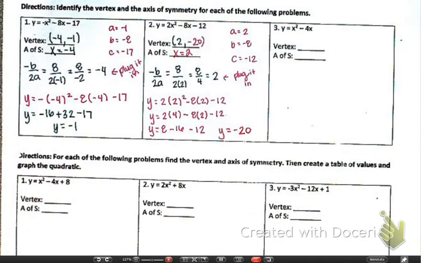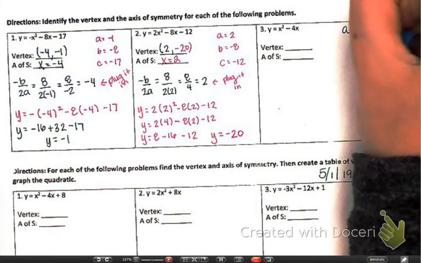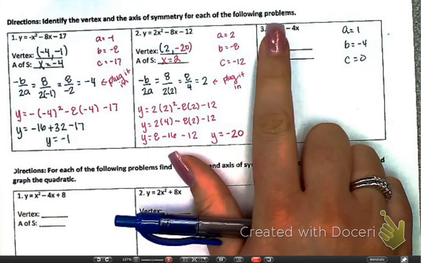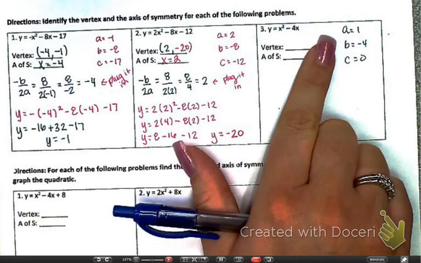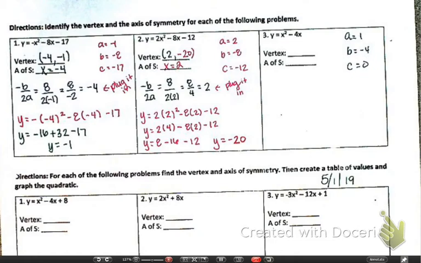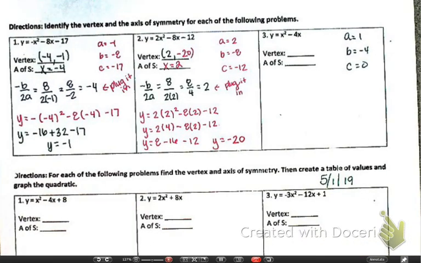Find the vertex and the axis of symmetry. You can do it. I have faith. Okay, what is A? 1. What is B? And then C is 0. So remember, AX squared plus BX plus C. I know we've done a lot this semester with standard form, so you are going to have to be able to determine when you use what. But in standard form, A, B, and C are always in the same order.